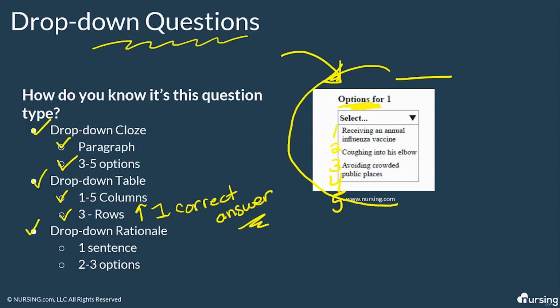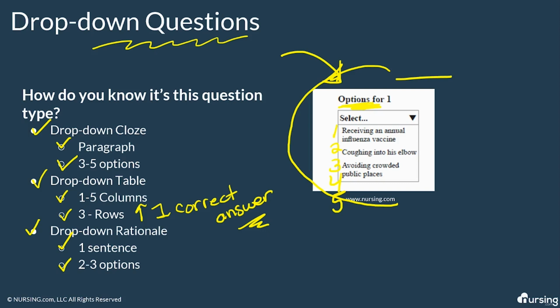Drop-down rationale, this is just one sentence. I like that. But in that sentence, there are 2 to 3 drop-downs, so you're completing a sentence. An example: dogs love blank because it makes them feel blank. So maybe I would choose dogs love treats because it makes them feel happy, okay?